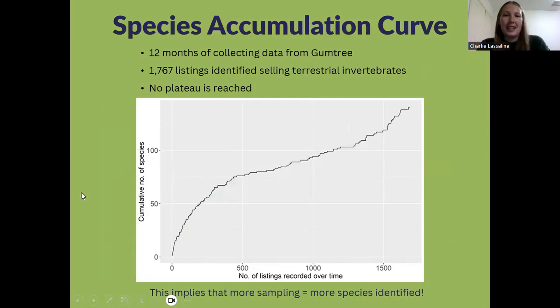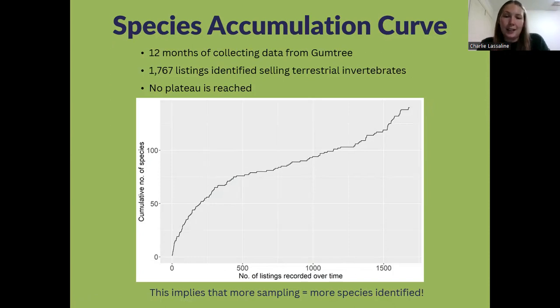Now I created something called a species accumulation curve, and this is for the Gumtree data as it was collected over 12 months. And what it shows is the number of species identified as more listings are collected over time. So as you can see, as more listings are recorded over time, more species are identified, and this continues to grow. And it doesn't really reach a plateau, it just keeps getting higher and higher.